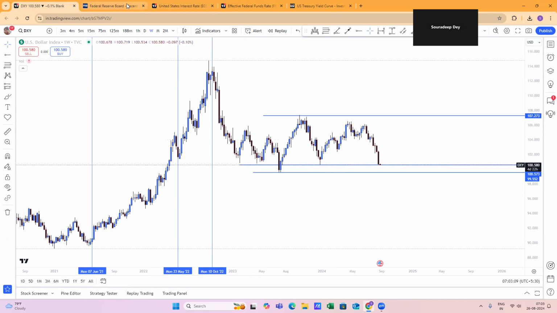And since then, as the Fed was contemplating when it can cut the interest rate, you can see that the dollar index hovered in between. And based on data, when the inflation was coming hot or cold, the job data was coming hot and cold, the dollar index fluctuated between a narrow range of 100.5 to 107.5. Now, the broader range, barring this top, you can see, this is a weekly chart of the dollar index.